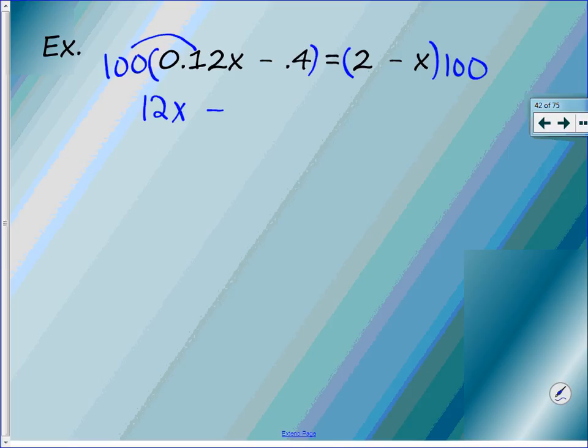0.4 becomes 40. Good, because if you look at 0.4, you move it 1, 2 spots to the right, and we fill in the 0.